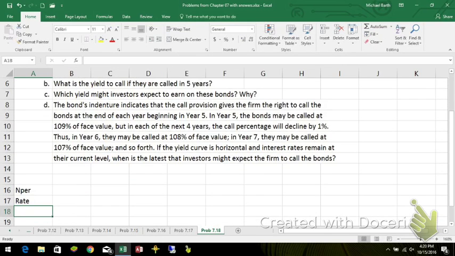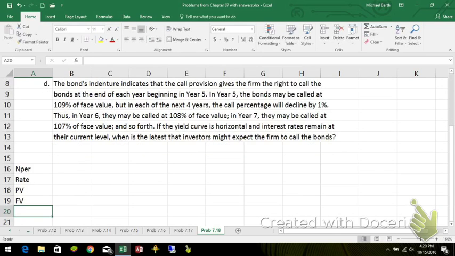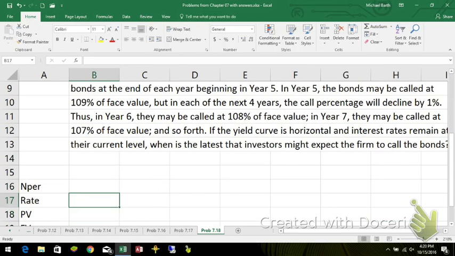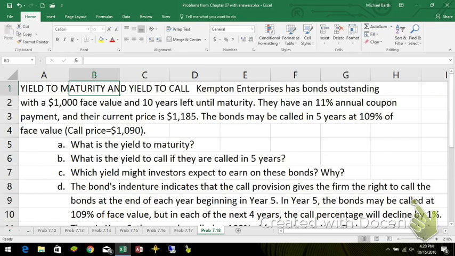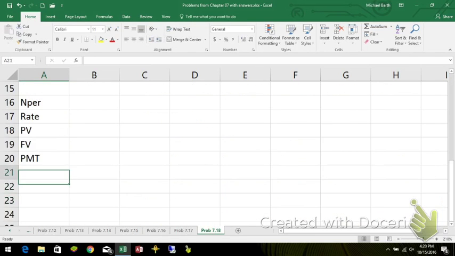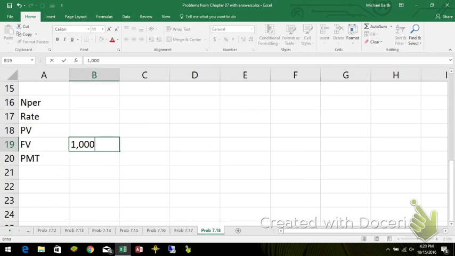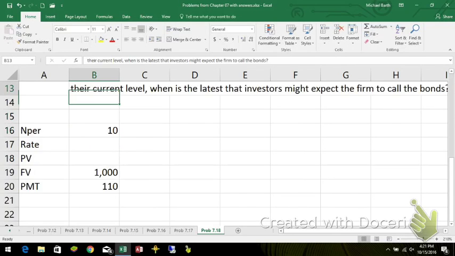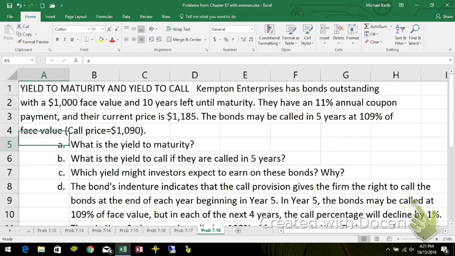Number of periods, rate, PV, FV, PMT. Alright, so the yield to maturity is fairly simple. They have $1,000 par value, 10 years left, 11% annual coupon. So the par value is $1,000, and an 11% coupon means they pay $110 a year. They have 10 years left to go, and we're given that the current price of these bonds is $1185.